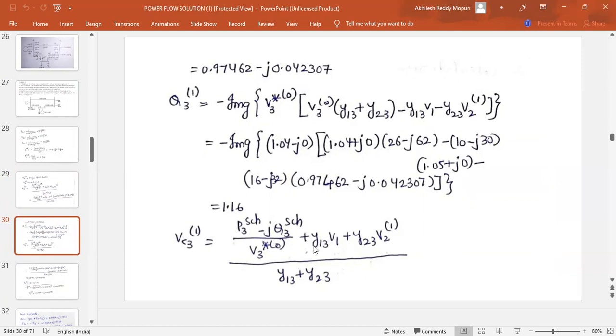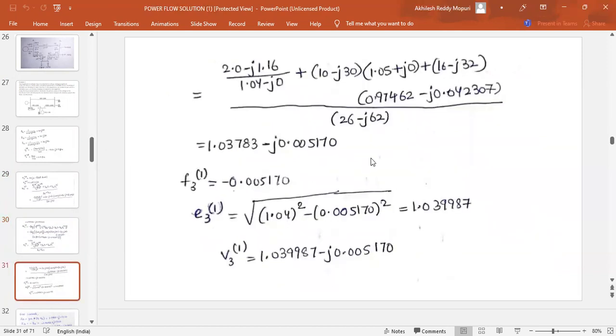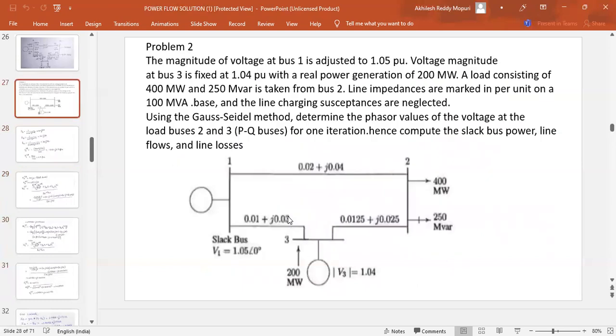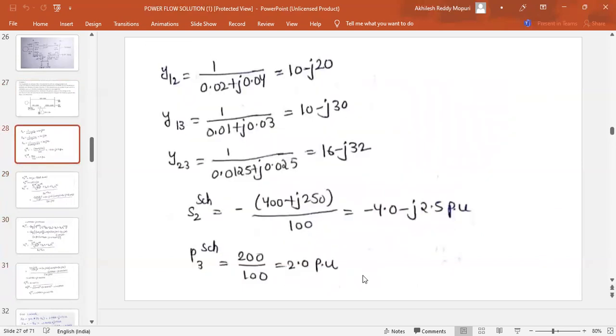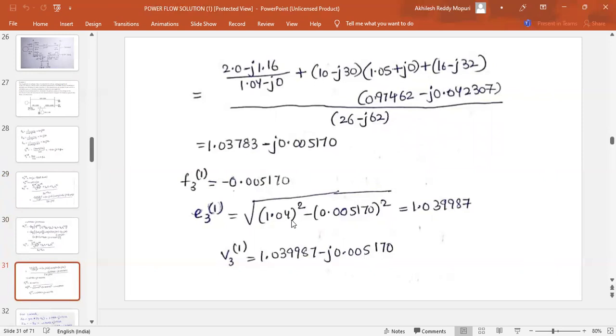See, we are finding V3, substituting this Q3. Now we got this V3 as 1.0378 minus j 0.00517. This imaginary part is correct only, but the real part we need to calculate again. So finding the real part, 1.04 is the given voltage. The problem itself, they had given 1.04. So 1.04 whole square minus imaginary part whole square. That will give my real part. This is the final real part and this is the imaginary part.